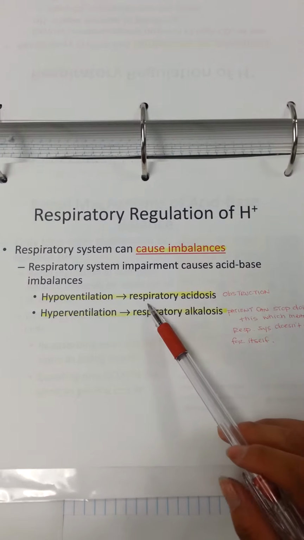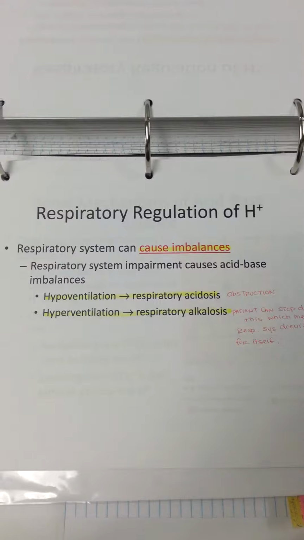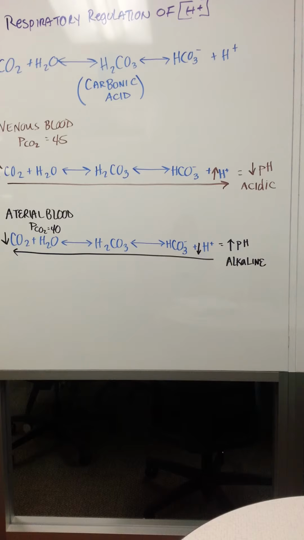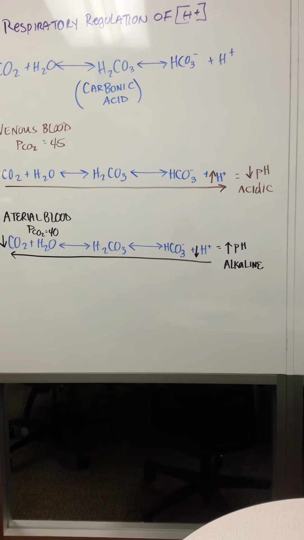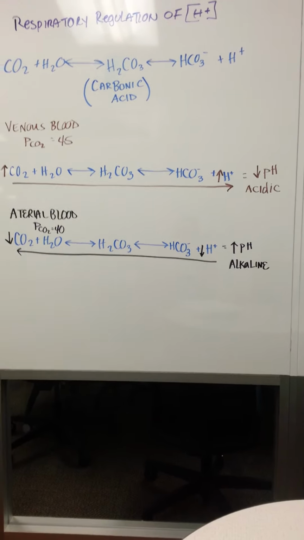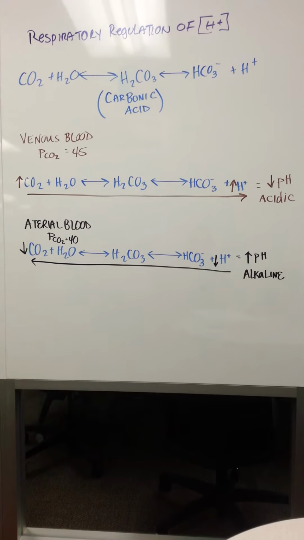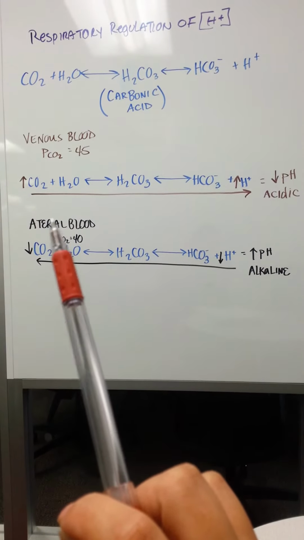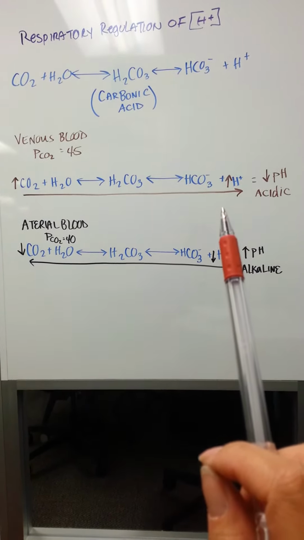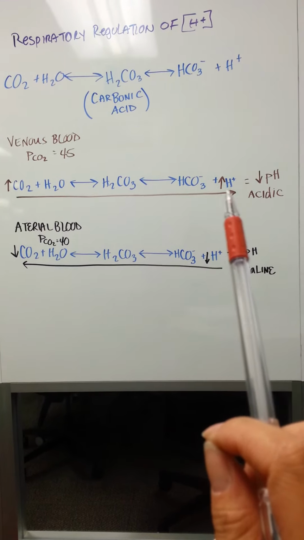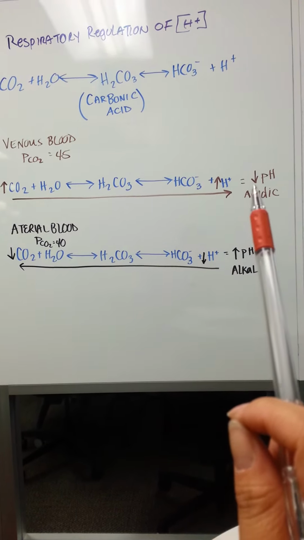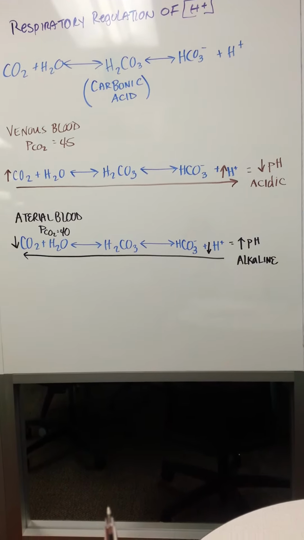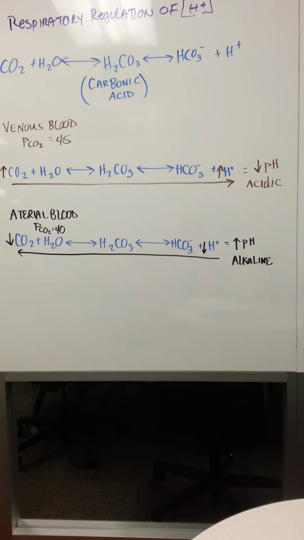Now, hypoventilation is respiratory acidosis, okay? So hypoventilation can cause respiratory acidosis. Remember that, okay? Hypoventilation increases partial pressure of CO2 with a right shift and an increase in hydrogen with a decrease in pH. Hypoventilation can cause a condition called respiratory acidosis.